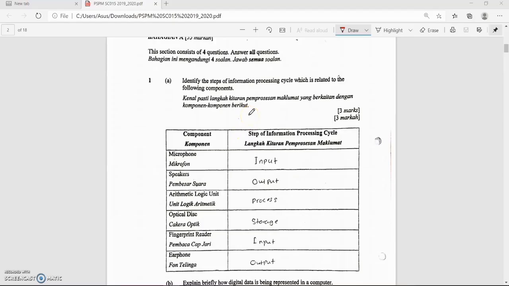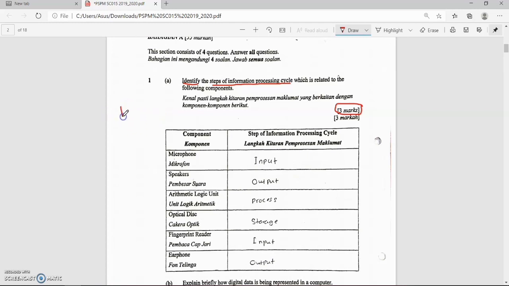Hari ini kita akan discuss soalan pasien sesi 2019-20. Kita lihat bahagian ini. So the first question, if you see, identify the steps of information processing cycle which is related to the following components. So here we have keyword identify steps of information processing cycle. Okay. So 3 marks. So did you remember the information processing cycle?